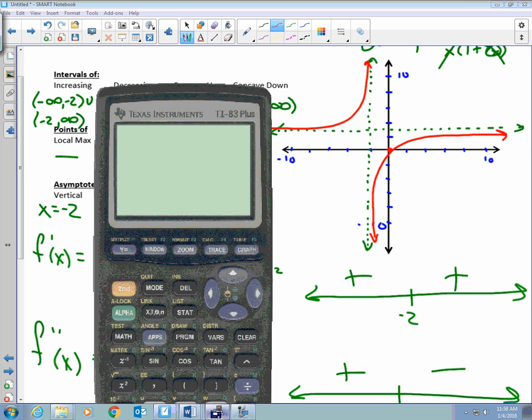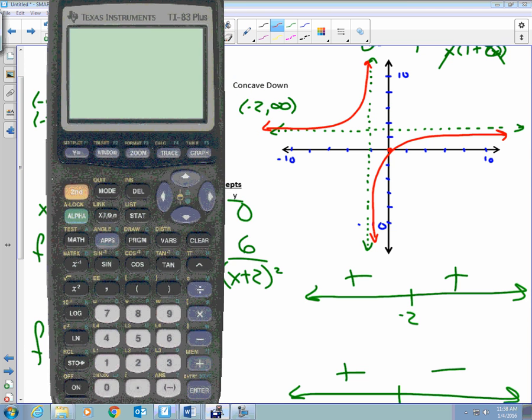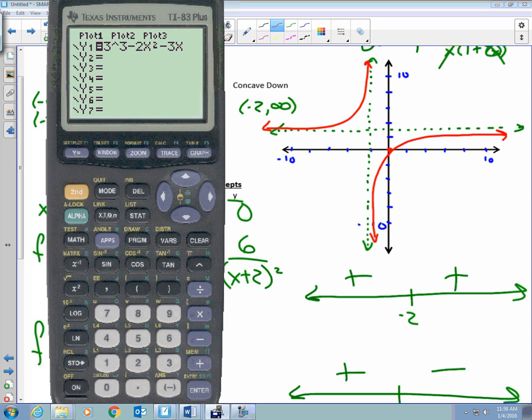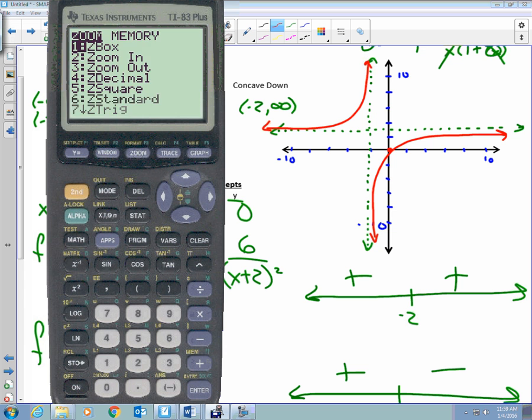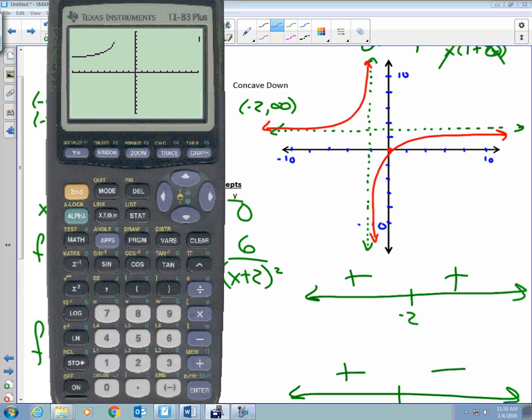And if we, in fact, go to the graph on our calculator, 3x divided by x plus 2, and my window, we'll just zoom standard. That should be pretty close, 10 by 10. You can see that we get a very accurate graph. Fair enough?